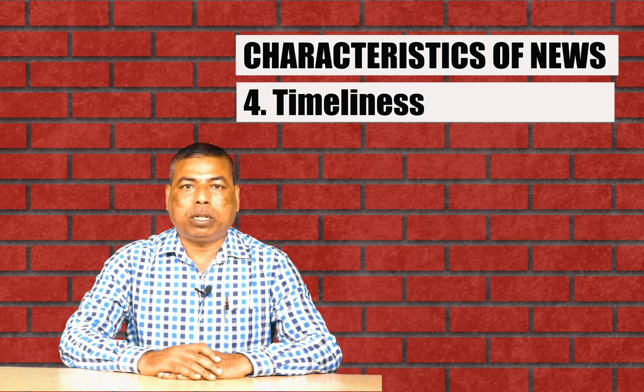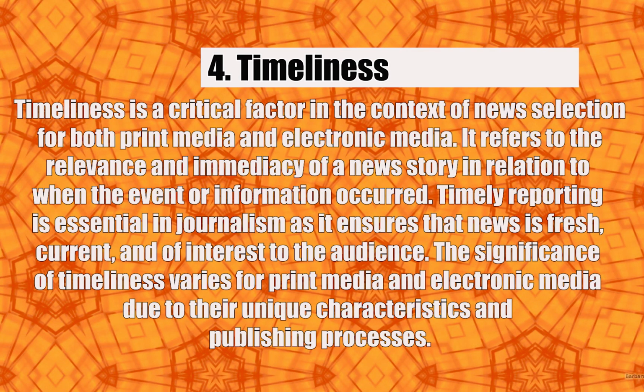Number 4. Timeliness. Timeliness is a crucial factor in the context of news selection for both print media and electronic media. It refers to the relevance and immediacy of a news story in relation to when the event or information occurred. Timely reporting is essential in journalism as it ensures that news is fresh, current, and of interest to the audience. The significance of timeliness varies for print media and electronic media due to their unique characteristics and publishing process.